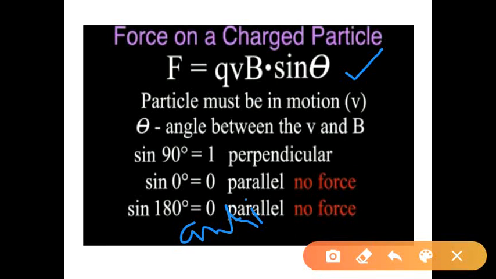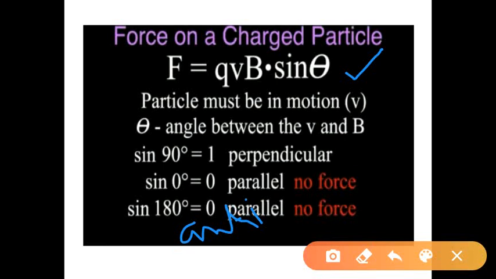In the second case, theta is equal to 0 degree. That is, the charged particle is moving in the same direction as that of magnetic field. We will get sin 0 is equal to 0. Therefore, magnetic force F will be 0. Therefore, the charged particle will move without any change in the motion.